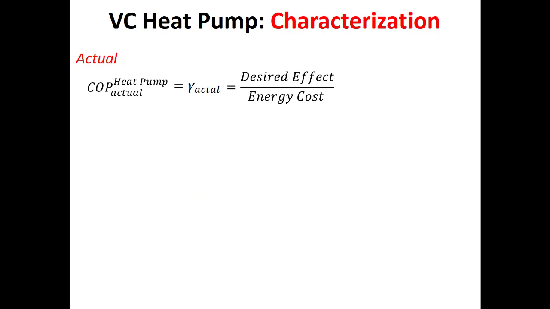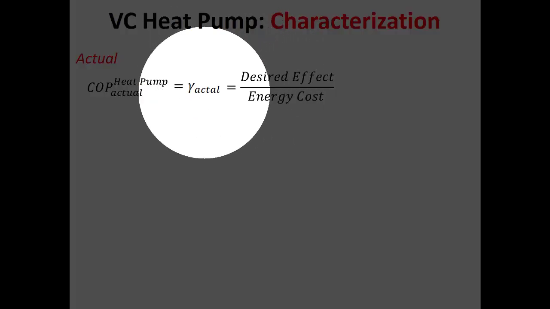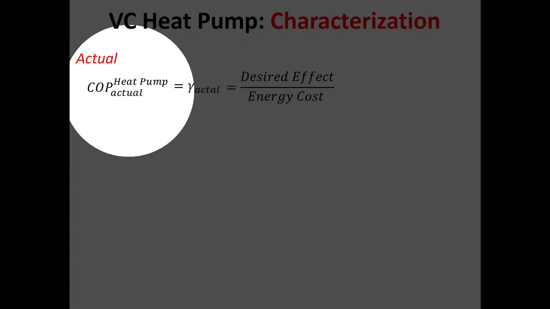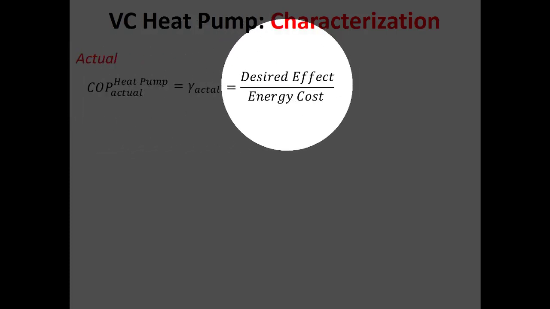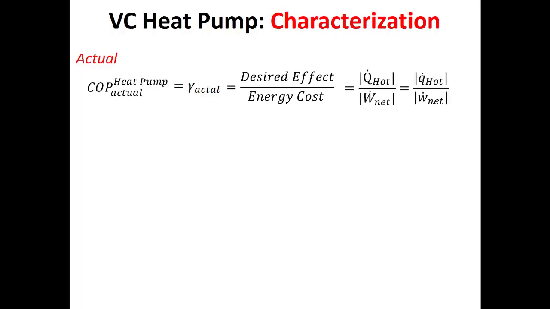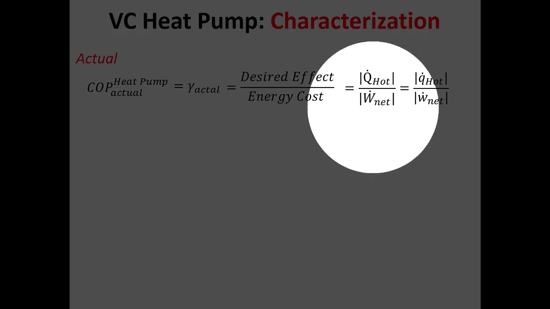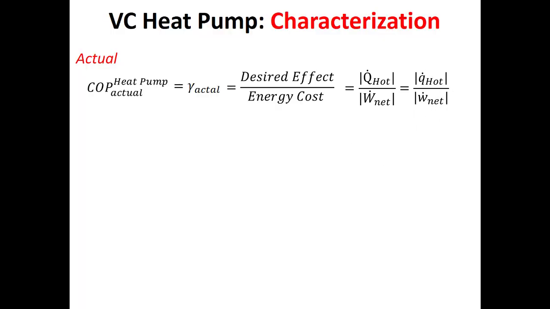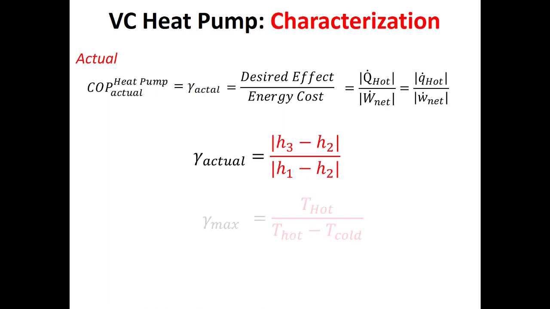Now, if I want the coefficient of performance, the Greek letter that I use is gamma. But again, if I forget it, I can just write down coefficient of performance, or COP. The desired energy effect divided by the energy cost is going to be Q dot on the hot side divided by W dot net. Remember, again, W dot net is only the power at the compressor because the valve doesn't have any power, or the power is equal to 0 there. If we're working this out from the expressions we had on the previous slide, we'll find that the coefficient of performance for a heat pump cycle is H3 minus H2 divided by H1 minus H2.